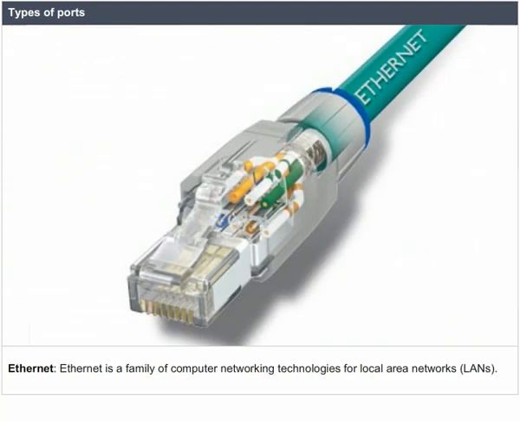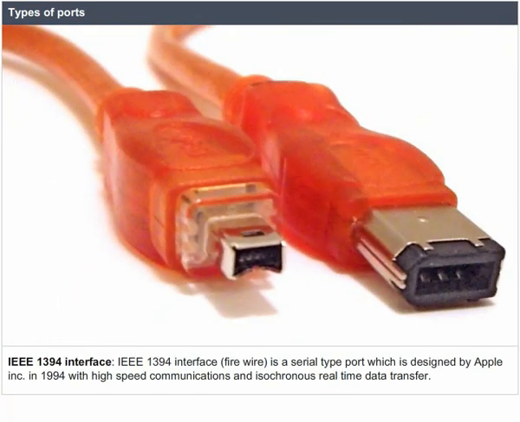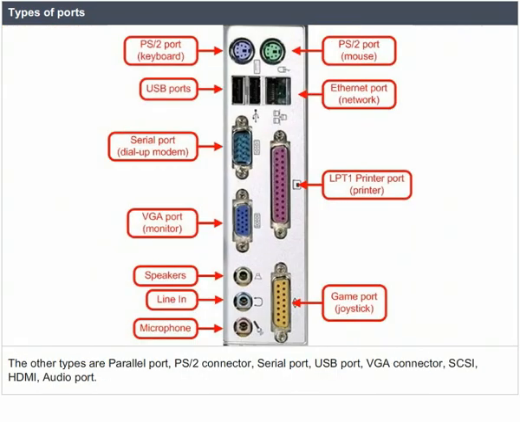Ethernet. Ethernet is a family of computer networking technologies for local area networks, LANs. IEEE 1394 interface. IEEE 1394 interface, FireWire, is a serial type port which was designed by Apple Incorporated in 1994 with high-speed communications and isochronous real-time data transfer. The other types are parallel port, PS2 connector, serial port, USB port, VGA connector, SCSI, HDMI, audio port.